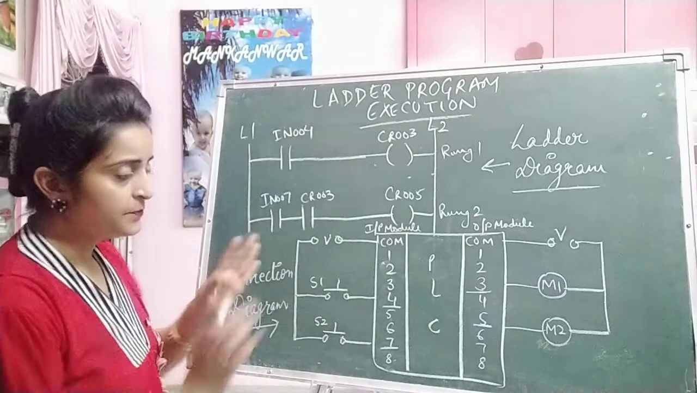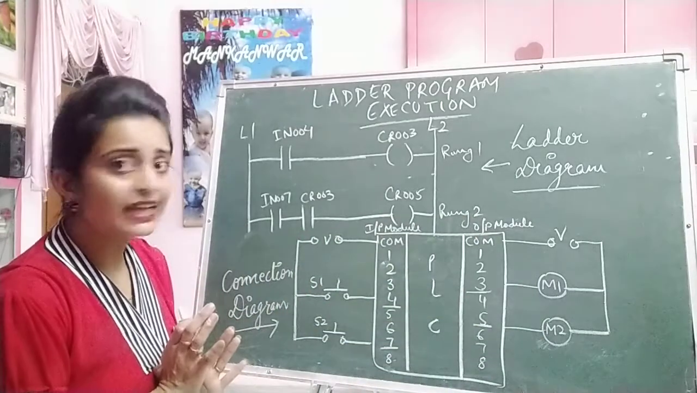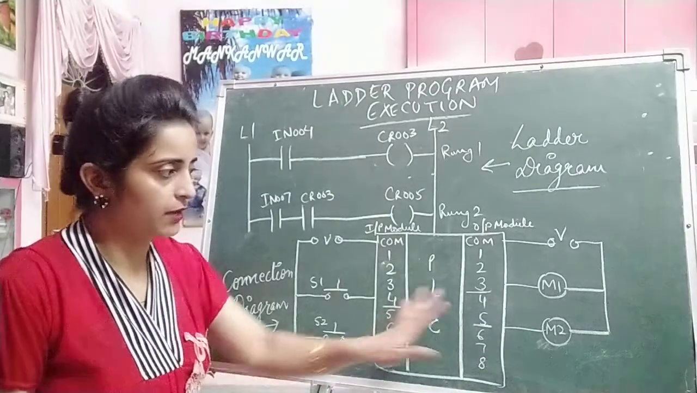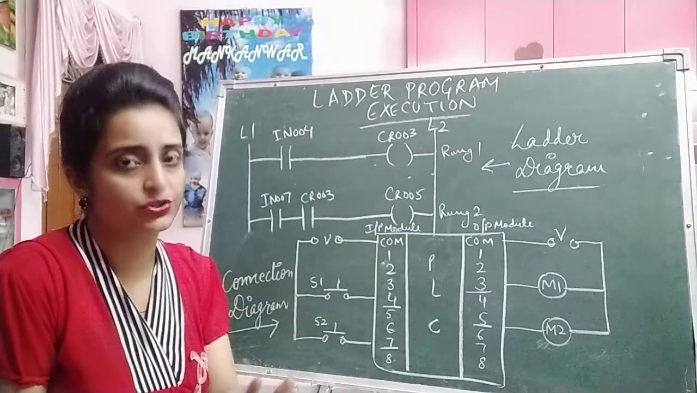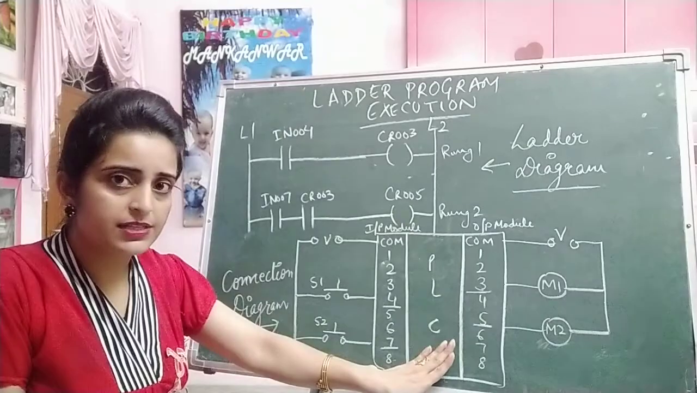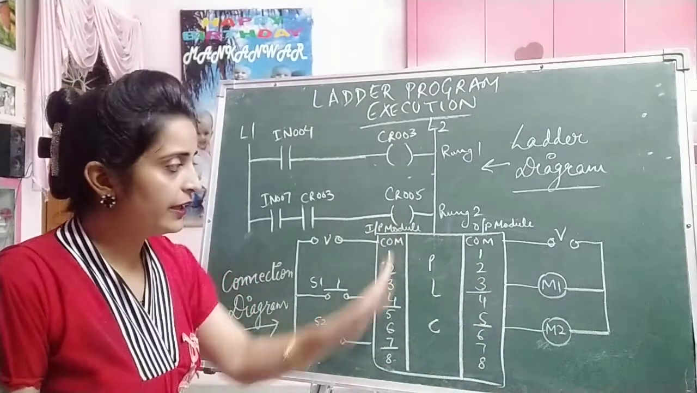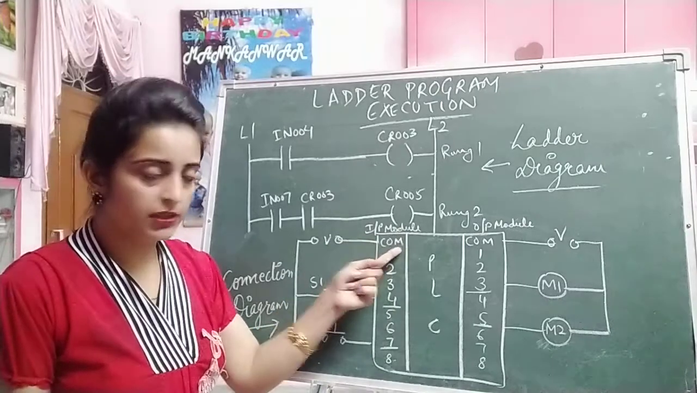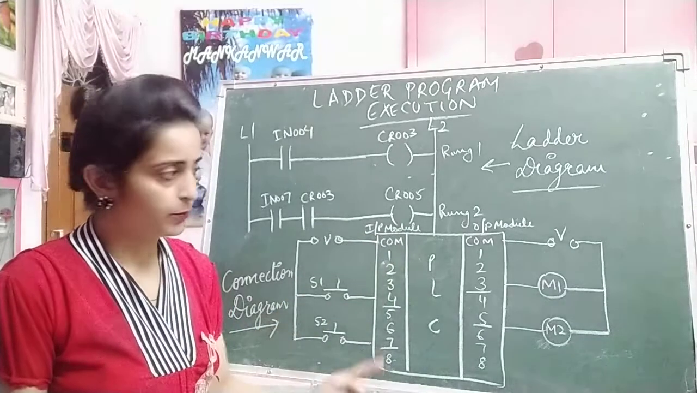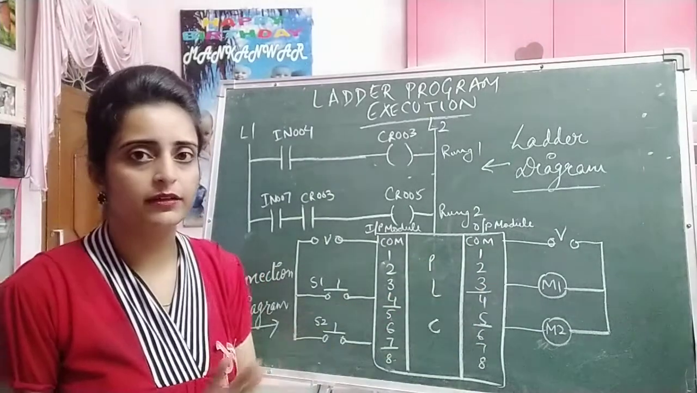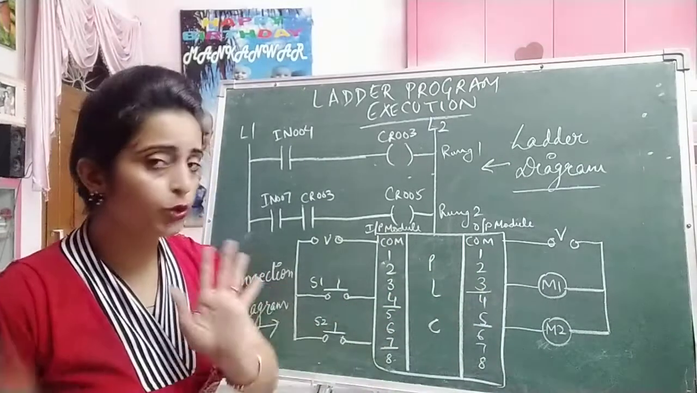So let's see, say this is the connection diagram. First we will have a look at this connection diagram, to see what we actually want. Here we have the PLC, an input module, and an output module. In the input module we have a common terminal and 8 inputs. At the output terminal also we have a common terminal and 8 outputs. Okay, what do we want?